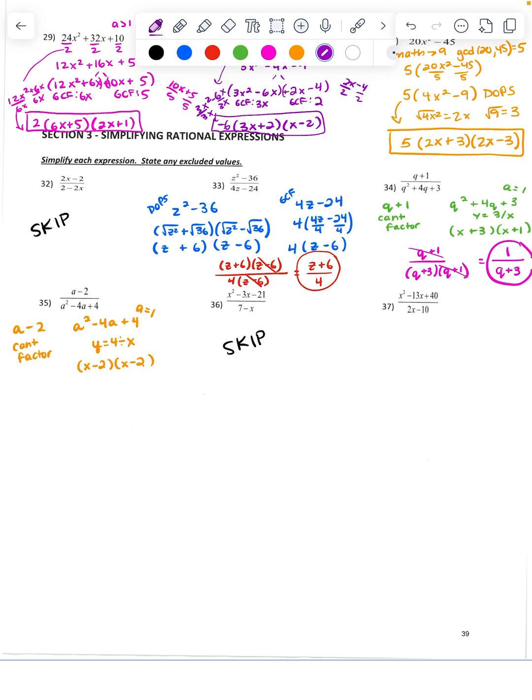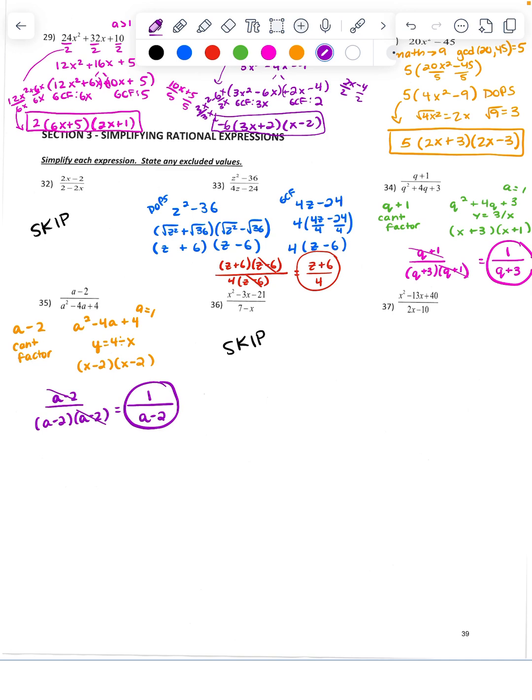If I write my original problem in factored form, I couldn't factor the top, but the bottom is a minus 2 times a minus 2. We can only cancel out one a minus 2 with one a minus 2, so I'm left with an a minus 2 in the bottom. Because I'm left with nothing in the top, I have to put a placeholder of 1 to hold its place.